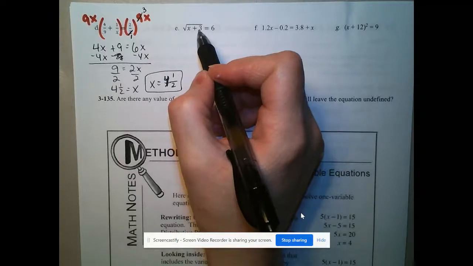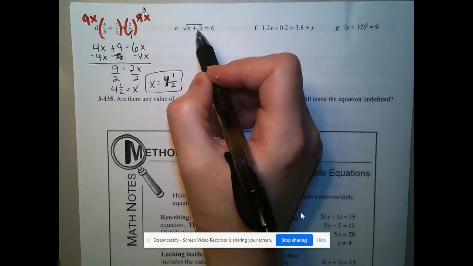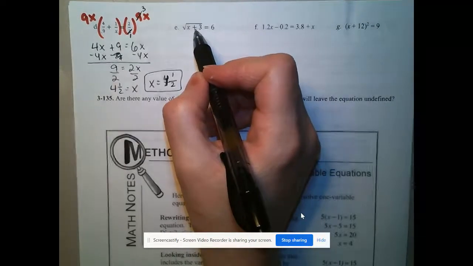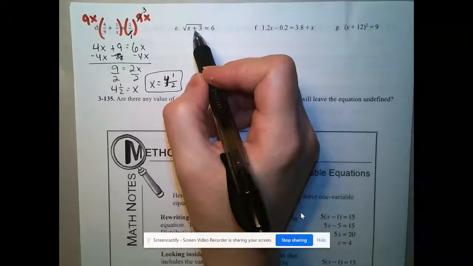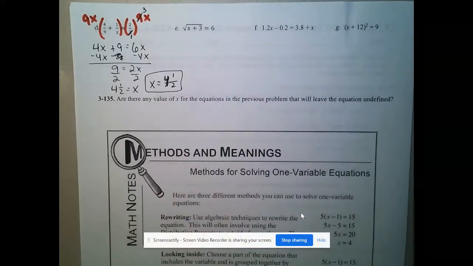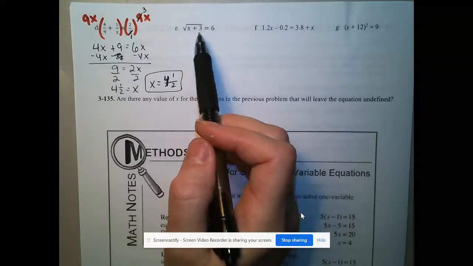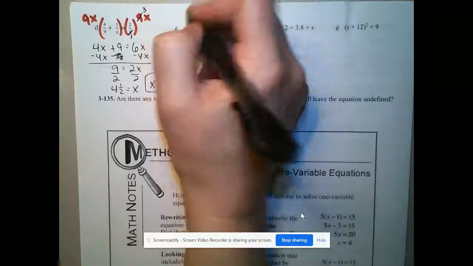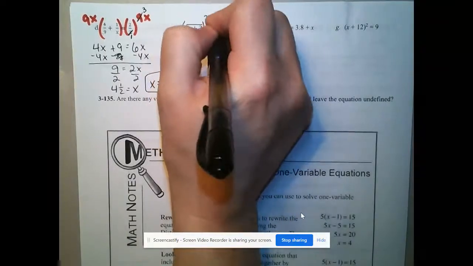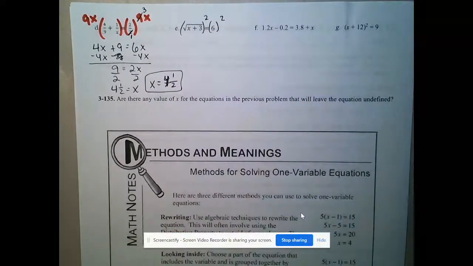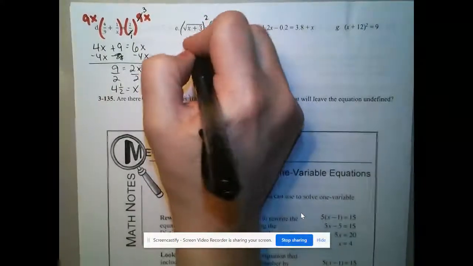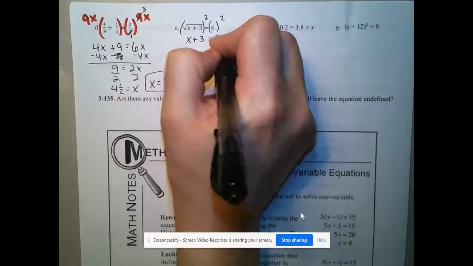Now, this one is interesting. We haven't really talked much about this, but we do have to get rid of the square root symbol first. It acts kind of like parentheses. So when you're thinking about order of operations, I can't do anything else until I get rid of that over the x plus 3. And the inverse of square rooting is squaring. So I'm actually going to square both sides and say x plus 3 has to equal 36.